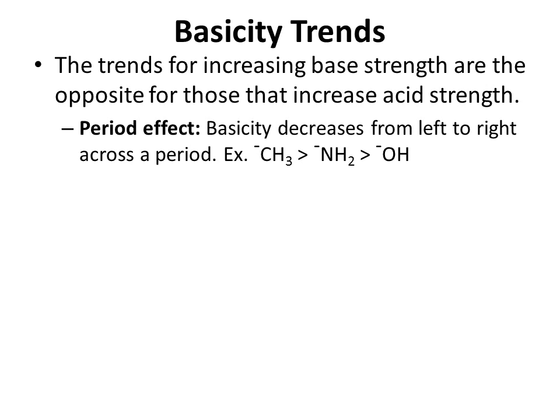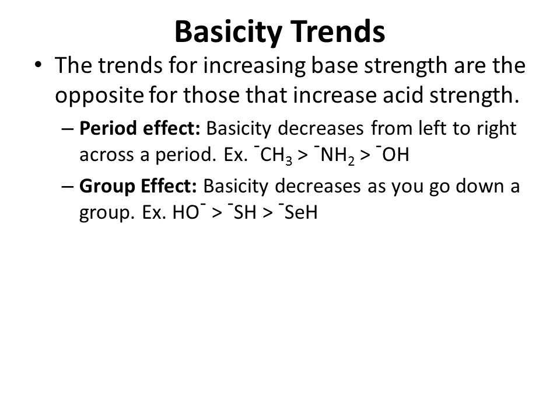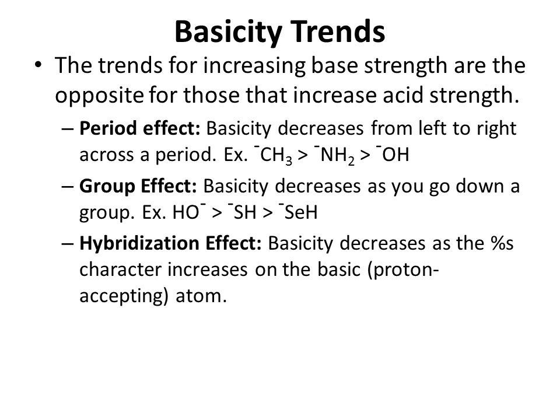which is more basic than hydroxide. In the group effect, basicity decreases as you go down a group. You don't want the negative charge over a large surface area. That diminishes it. Remember, it's trying to grab onto a proton. You want to concentrate into a small surface area. So small atoms are stronger bases within the same group. So in this case, hydroxide is a stronger base than SH-, which is a stronger base than the much larger SeH-. With hybridization effect, basicity decreases as the percent S character increases on the basic, that is, proton-accepting atom.